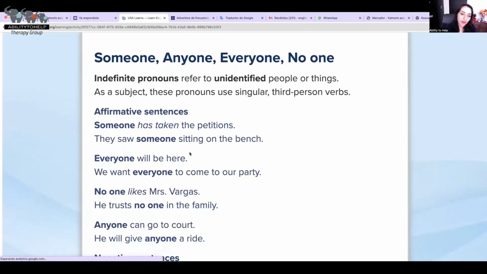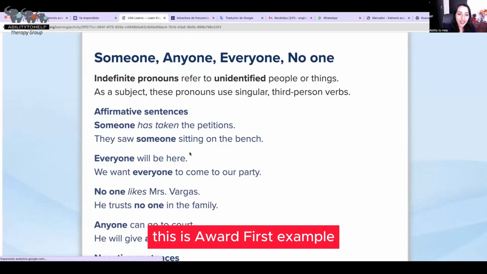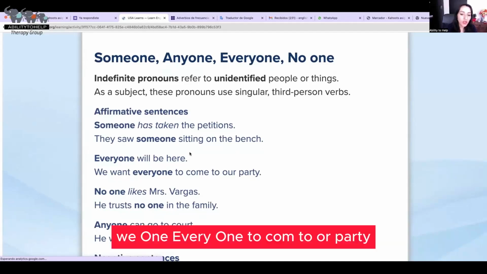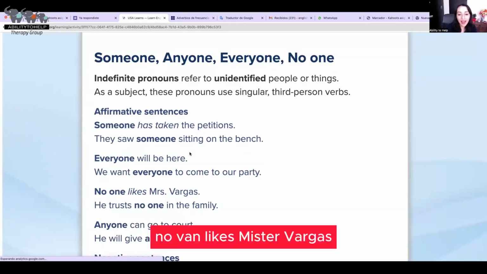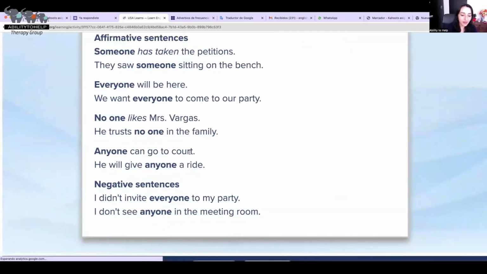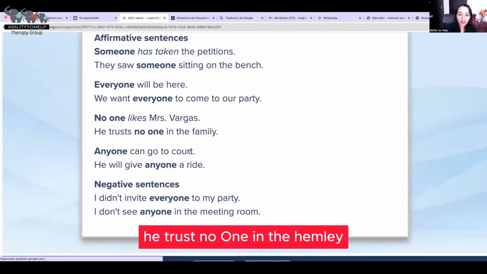Affirmative sentence. So this is our first example. Someone has taken the petitions. They saw someone sitting on the beach. Everyone will be here. We want everyone to come to our party. No one likes Mr. Vargas. He trusts no one in the family. Anyone can go to court. He will give anyone a ride.